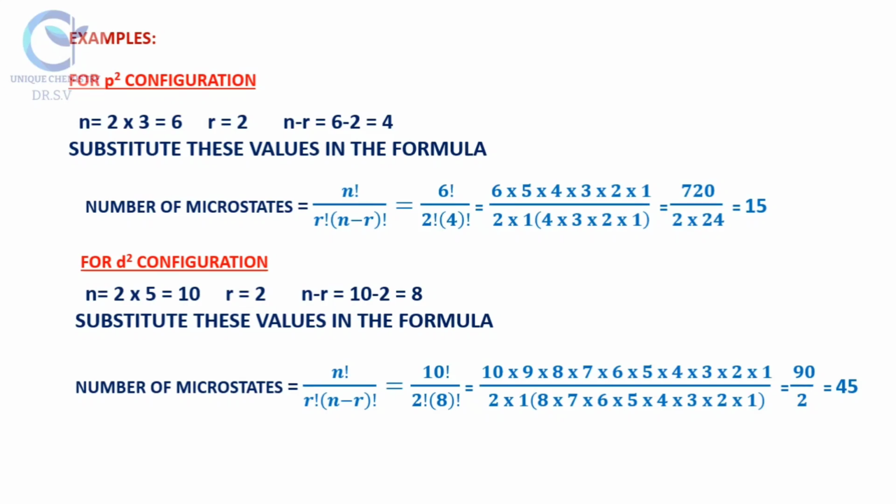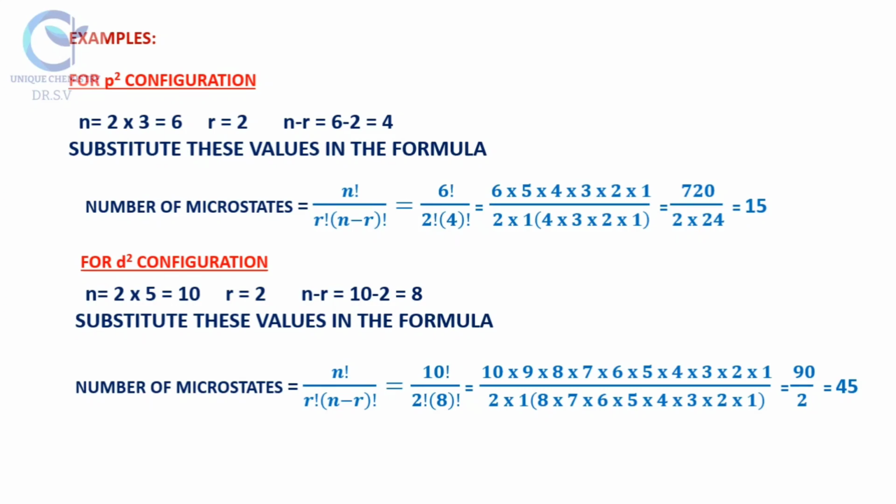Number of microstates is n factorial divided by r factorial into n minus r factorial. You get 6 factorial divided by 2 factorial into 4 factorial, which is 6 into 5 into 4 into 3 into 2 into 1 divided by 2 into 1 into 4 into 3 into 2 into 1, which is 720 divided by 2 into 24, and you get 15. So for the p2 configuration, the number of microstates is 15.